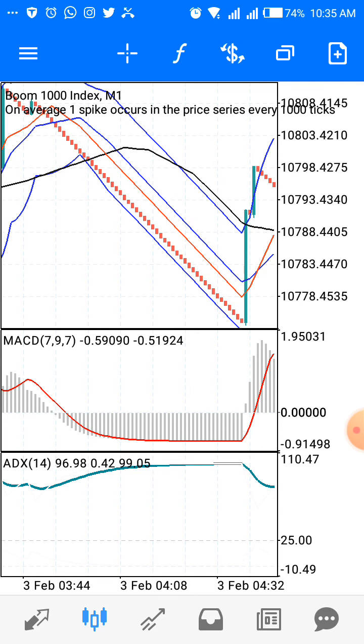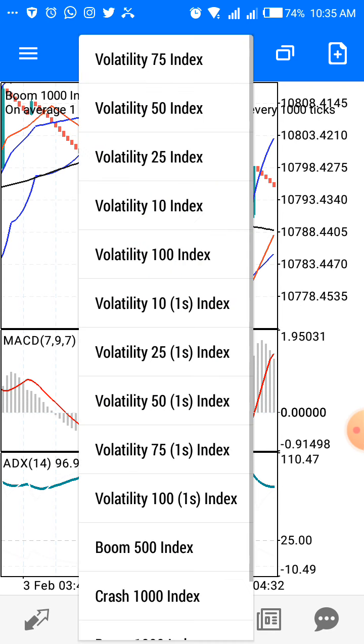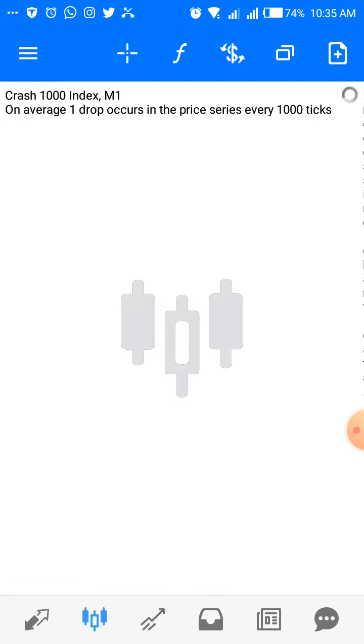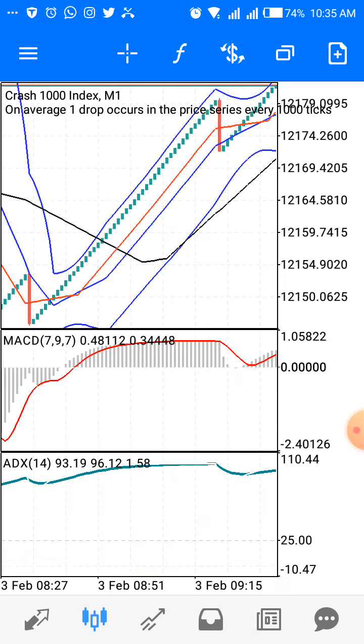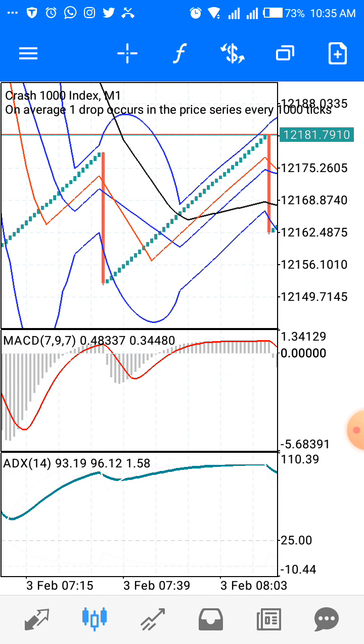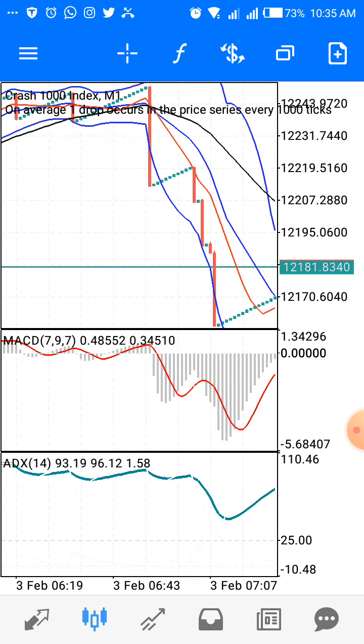Okay, let us try the IBC strategy in crash. We've done boom. Let's try it in crash and see. Already I said in boom we are looking for sell position. In crash we are looking for buy position. So this is Crash 1000. We will not be looking for sell, only buy.